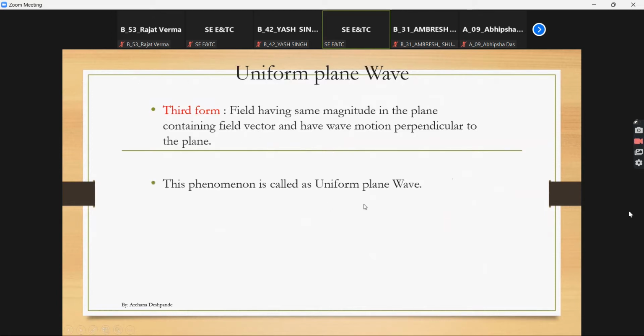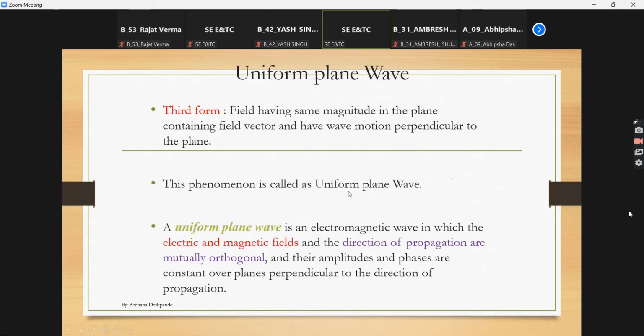So the third form is called a uniform plane wave. Uniform because it is constant. As I said, its magnitude is constant in the plane containing the field vector. Therefore, it is called a uniform plane wave. A uniform plane wave is an electromagnetic wave in which the electric field, magnetic field, and direction of propagation are orthogonal, that means 90 degrees, and their amplitudes and phases are constant over the planes perpendicular to the direction of propagation.